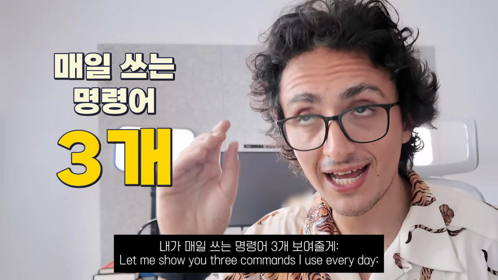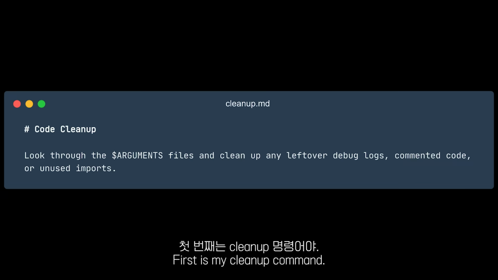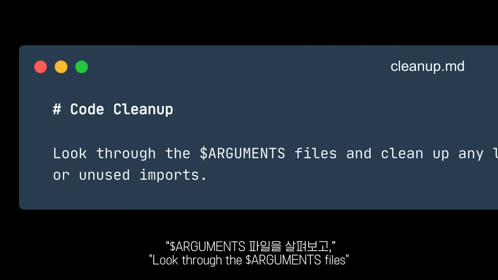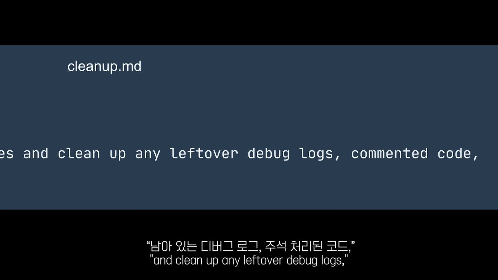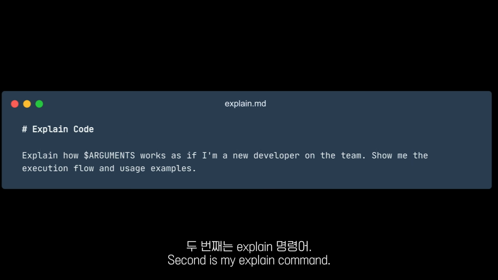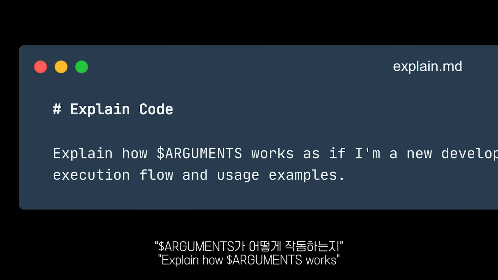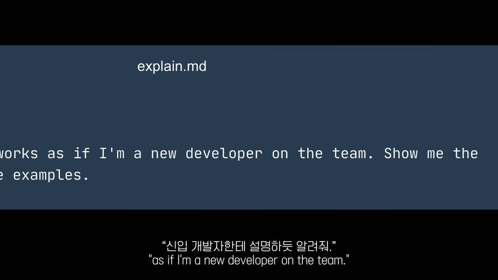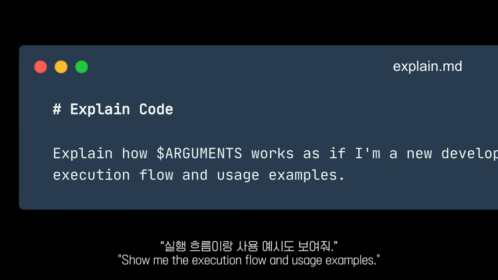Let me show you three commands I use every day. First is my cleanup command. The prompt is something like: look through the $ARGUMENTS files and clean up any leftover debug logs, commented code, or unused imports. Second is my explain command. Explain how $ARGUMENTS works as if I am a new developer on the team. Show me the execution flow and usage example.